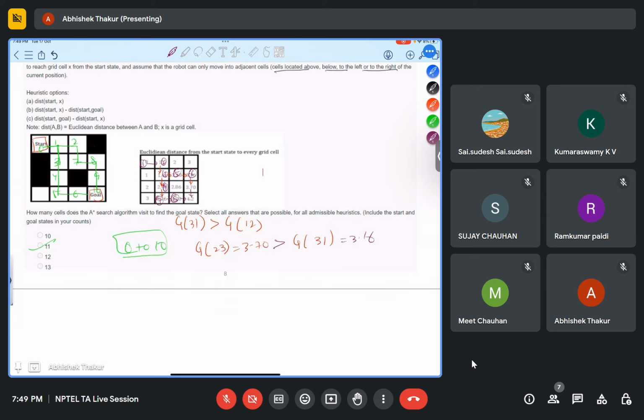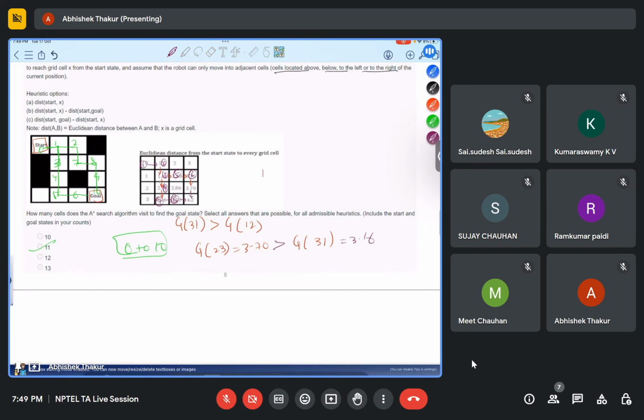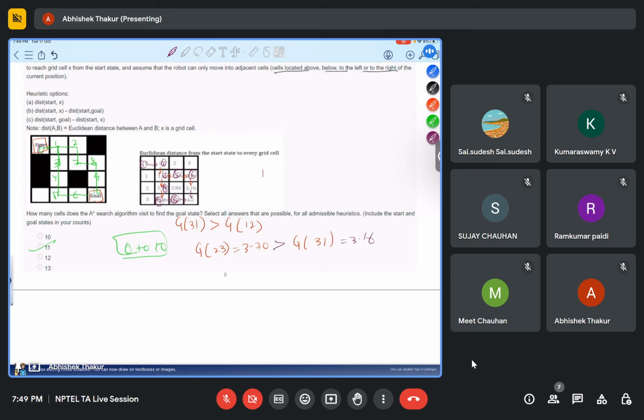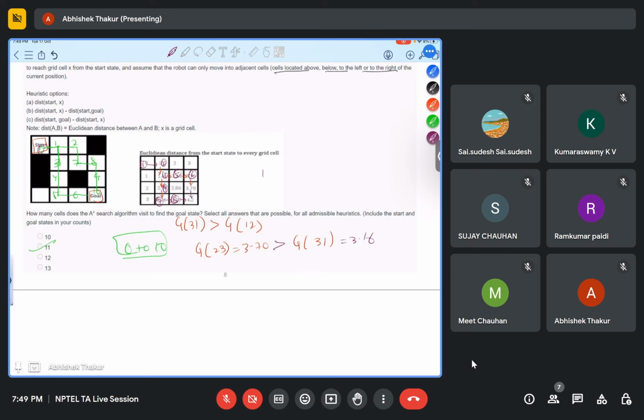How many is it, 10 or 11? How many cells does the A star algorithm visit to find the goal state? So this is the start cell, first, second, third, fourth, fifth, sixth, seven, eight, nine, 10. So it only has 10 cells it is visiting. So the option will be 10 here.